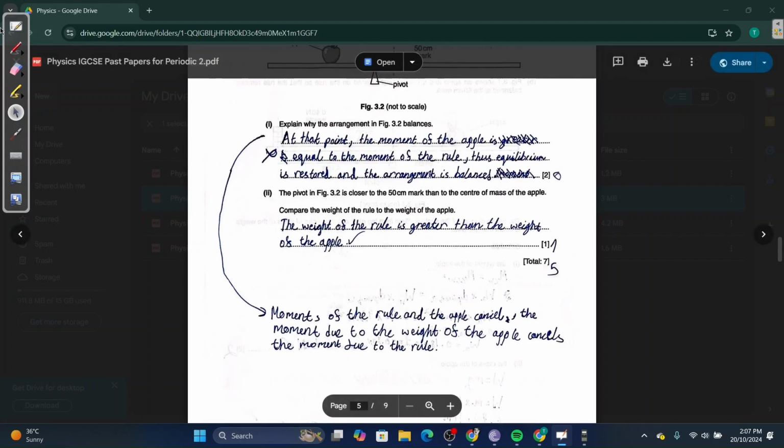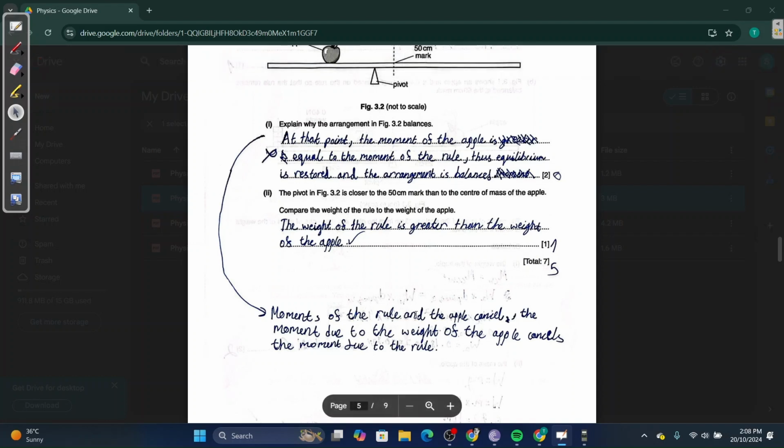Now my answer, what I wrote here, is correct, but it's not as specific as they want in the mark scheme. For example, I said the moment of the apple is equal to the moment of the rule. Here in the mark scheme, it said moments of the apple and the rule cancel. So I'm not sure, honestly, if they would accept my answer. So that's why I wrote the correct answer and I didn't give myself any marks for this. My answer is correct, but it's not specific enough.